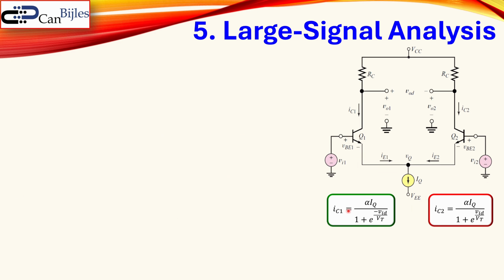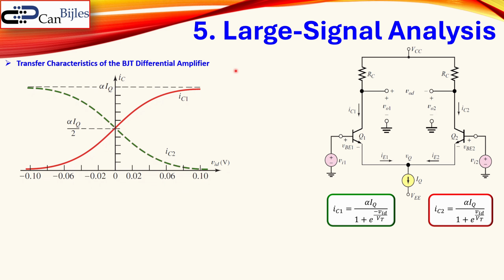Okay. Let's bring them here and then continue with our large signal analysis. We also look at the transfer characteristics of the BJT amplifier. Now this is actually shown here. You see here the red curve, which is for our IC1, and this dashed green curve is for IC2. What we see is the following. We change here the VID, which is our differential mode input voltage. And you see here the value of each collector current.